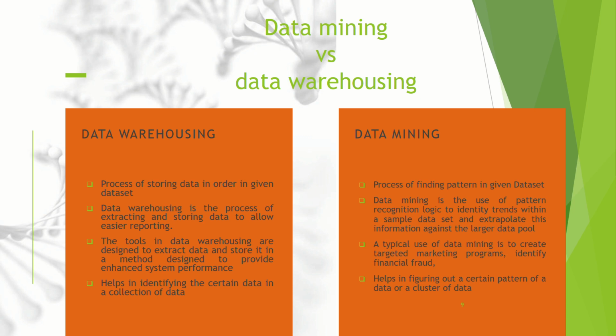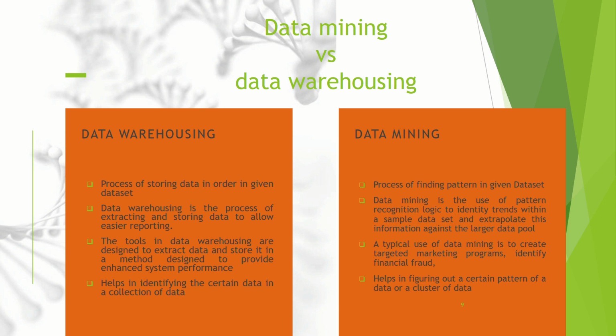Difference between data mining and data warehousing. Data warehousing is the process of storing data in order in a given data set. Data mining is the process of finding patterns in a given data set. Data warehousing is the process of extracting and storing data to allow easier reporting. Data mining is the use of pattern recognition logic to identify trends within a sample data set and extrapolate this information against the larger data pool.